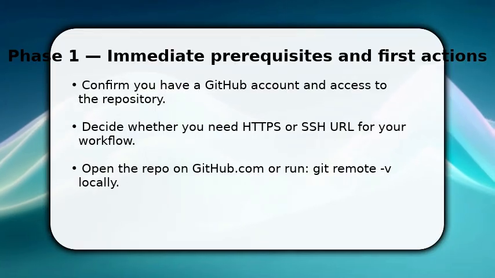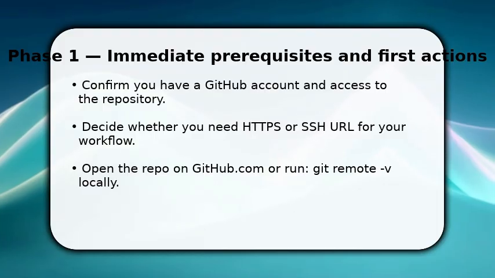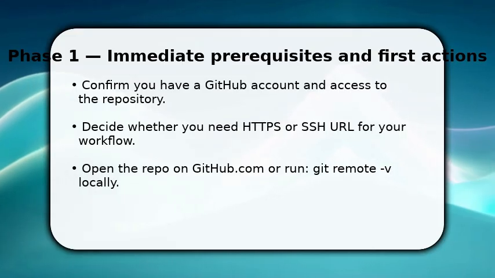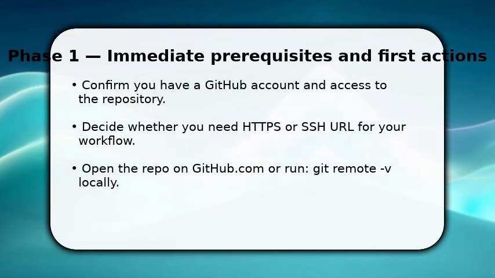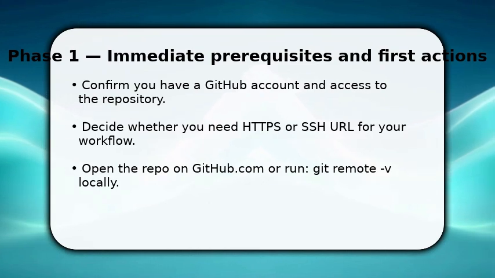Once done, look at the green Code button to reveal HTTPS and SSH options, or switch to your terminal and run git remote -v to see configured remotes. This first step saves time. Make sure to pick HTTPS for simple clones, or SSH if you use keys for authentication.